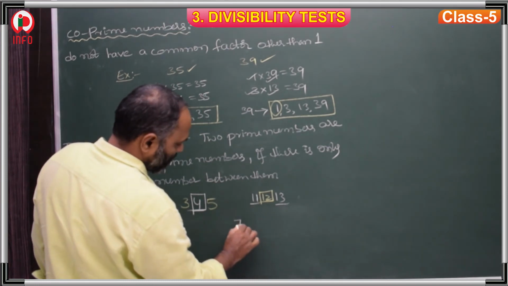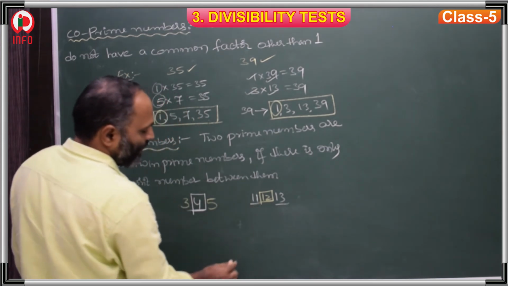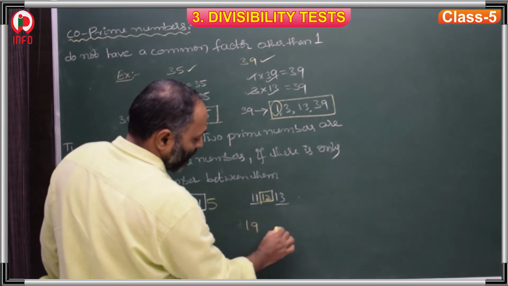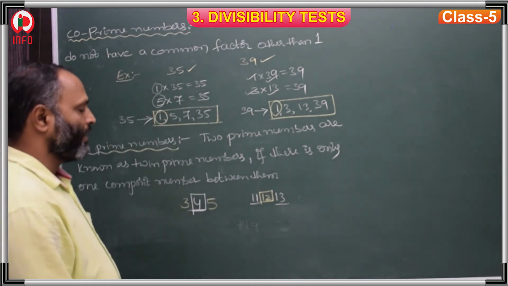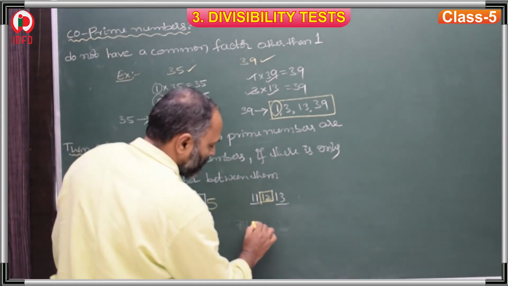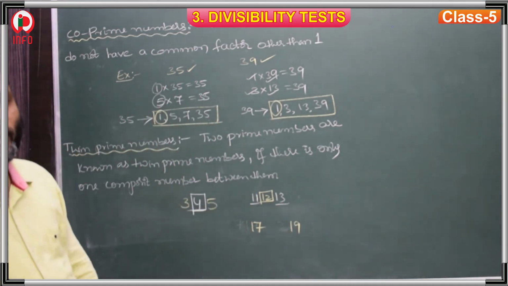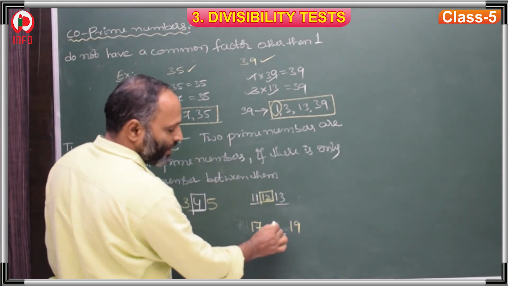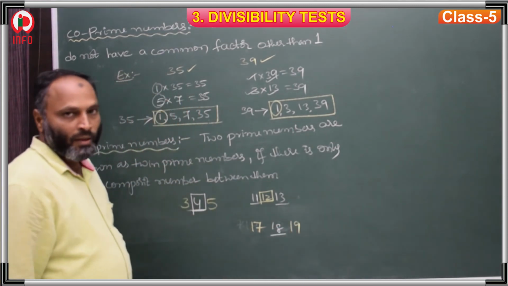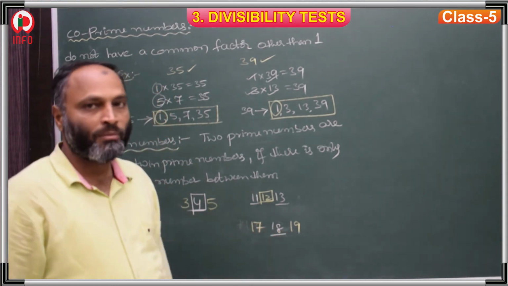In the same way, 3 and 5, 5 and 7. Next, 19 and 21? No, 21 is not a prime number. 17 and 19: 17 is a prime number and 19 is a prime number. These two are twin prime numbers. Between these two, one composite number is there, that is 18. So these two are called twin prime numbers.